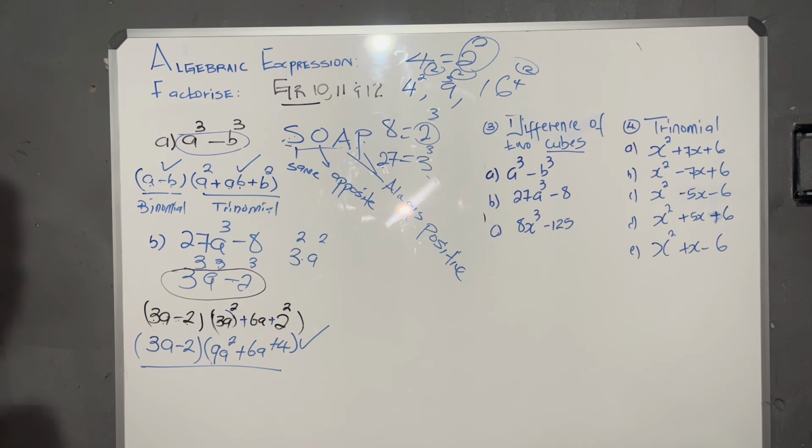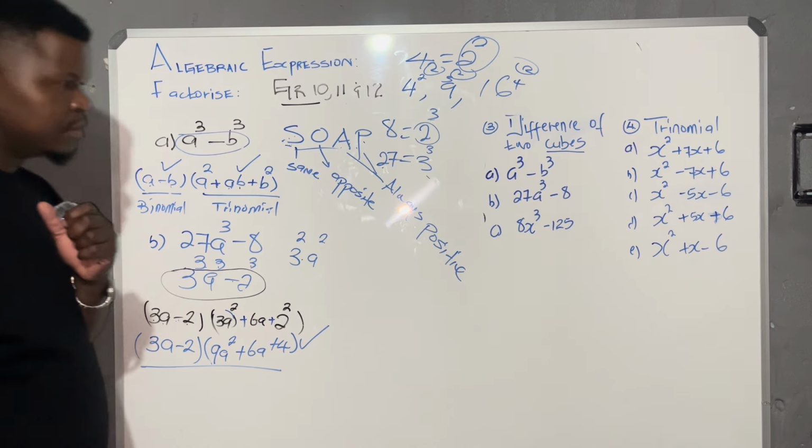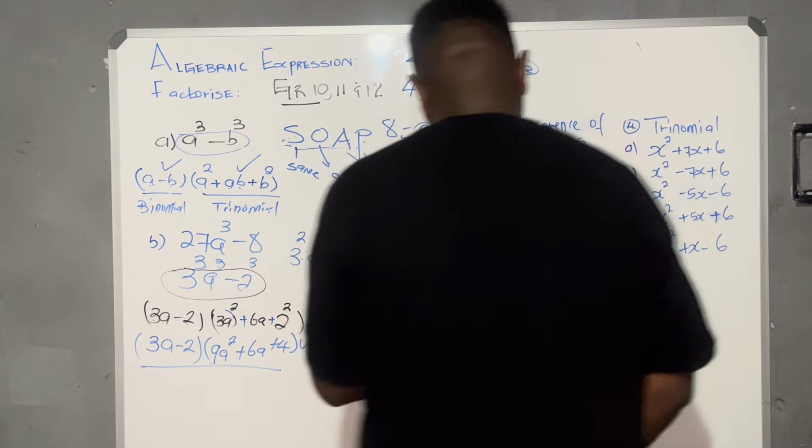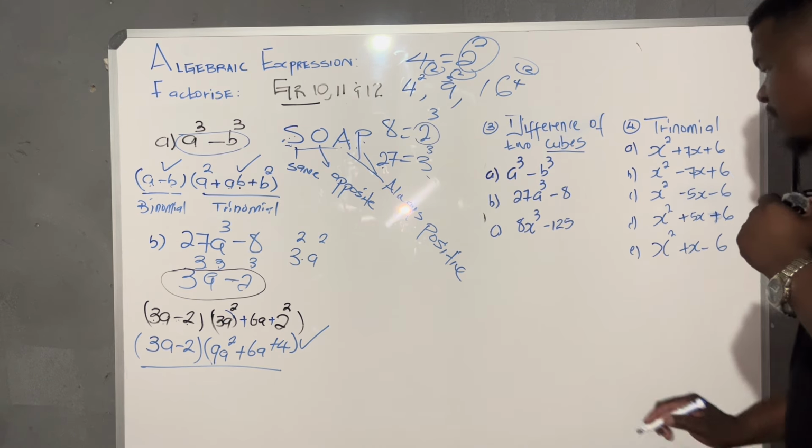You can go home. You can sleep. Never. We still have more. Don't sleep yet. All right. Now, let's come to the last one. Is it the last one? Oh, we still have 8x cubed minus 125. Now, we must do this one. All right. Let me do this one, then I'm going to clear and then we'll remain with a trinomial.